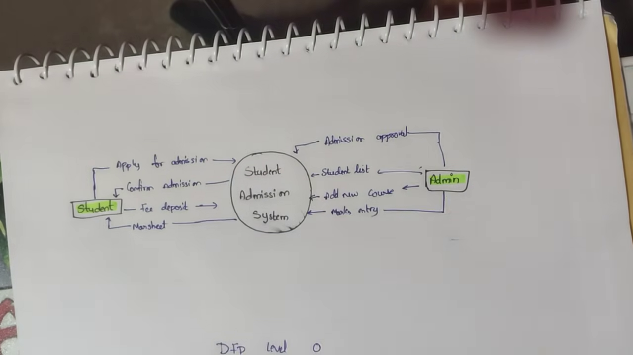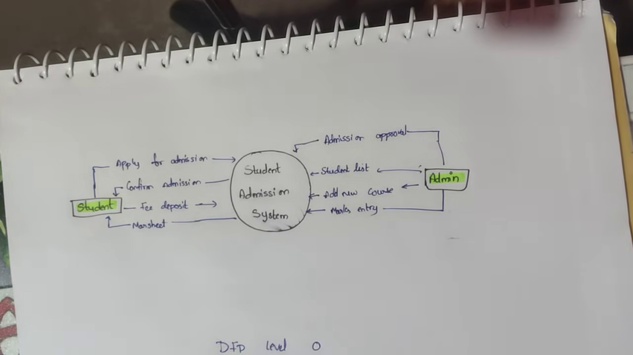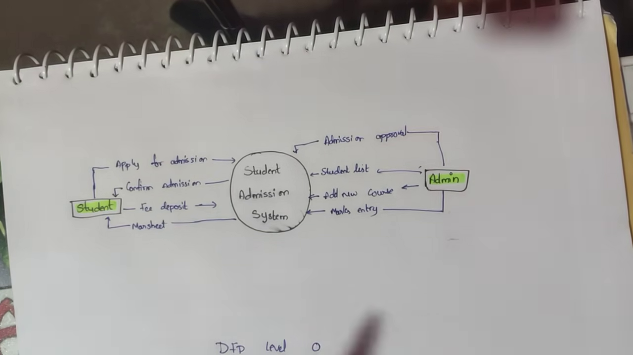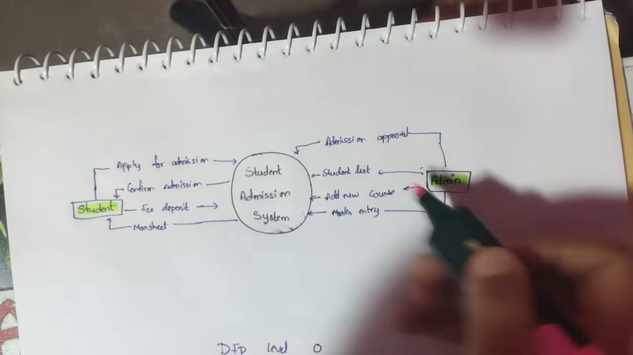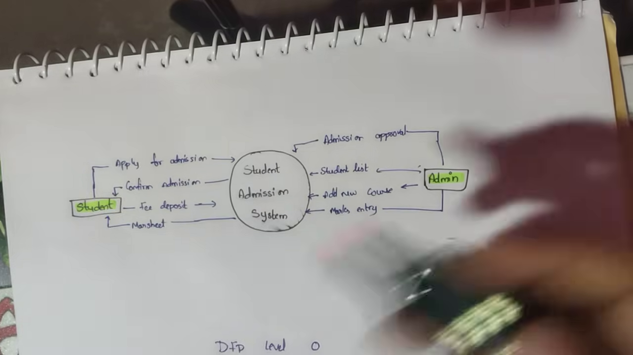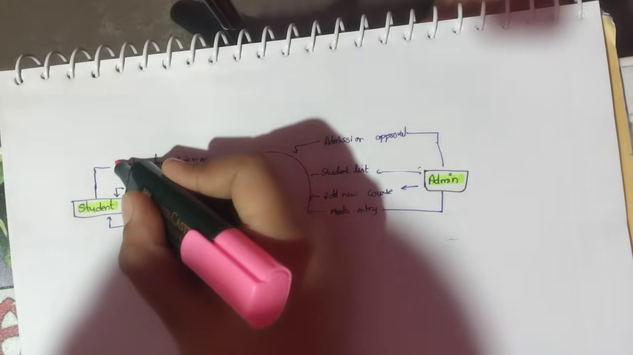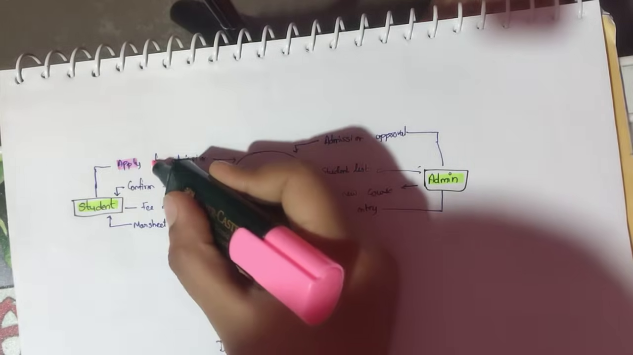So first of all, we are talking about the DFD level 0. In the DFD level 0, we will just show the basic information of our system. Here I'm showing the basic information about my student admission system. First, we saw the student and admin are the main things in this whole DFD. So first of all, let's see the student who will apply for the admission.